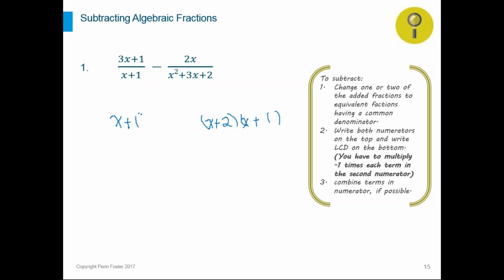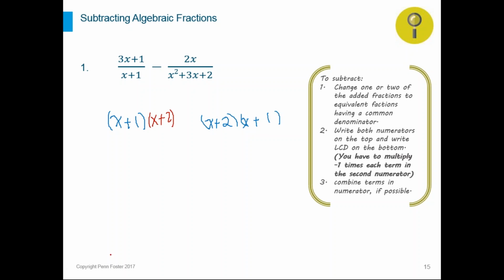Look at the denominators. Here we have x plus 1, but here we have x plus 1 times x plus 2. So this denominator is missing x plus 2, so multiply times x plus 2 to make them identical. And that's it. You do not have to change this fraction. You only have to change, in this case, this fraction.